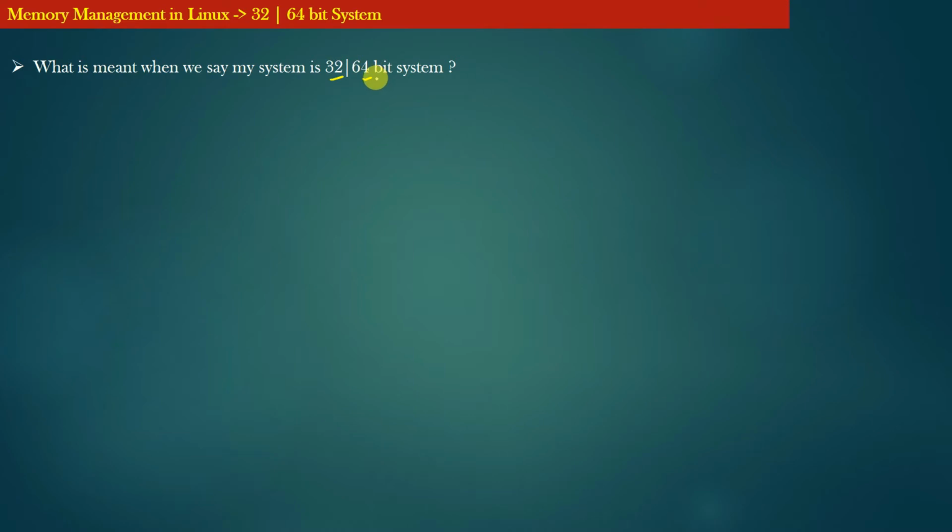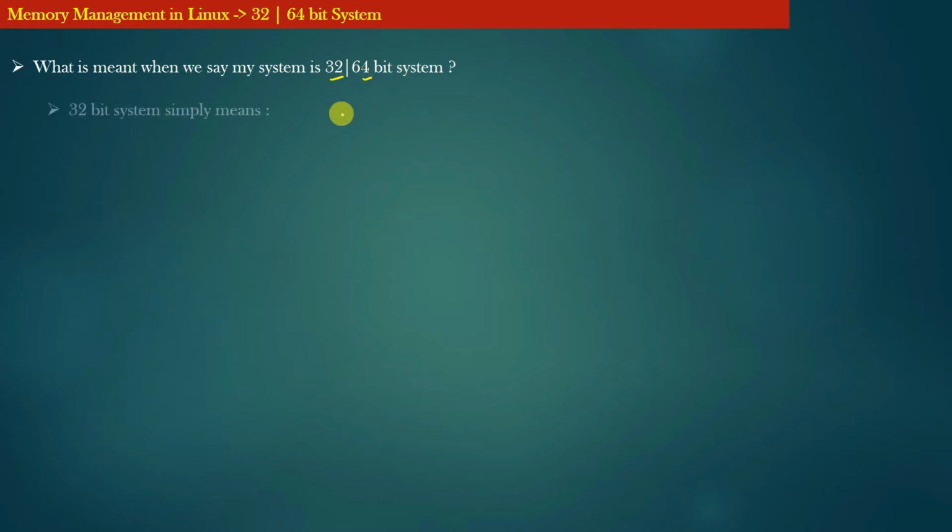Or you must have experienced that while downloading certain software or packages from the internet, you are prompted whether you want to download a particular software for a 32-bit operating system or a 64-bit operating system. So now let us discuss in this lecture what it actually means when we say that our system is a 32-bit system or my system is a 64-bit system.